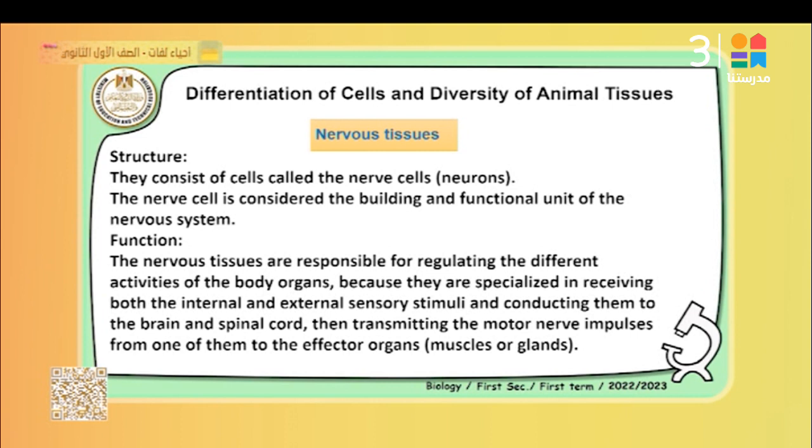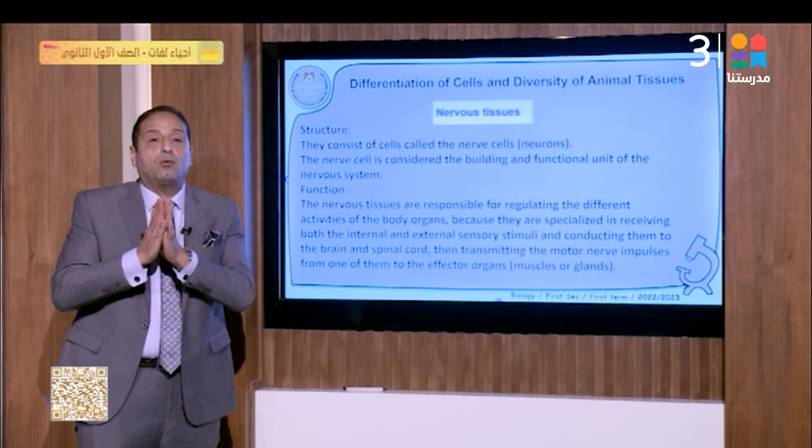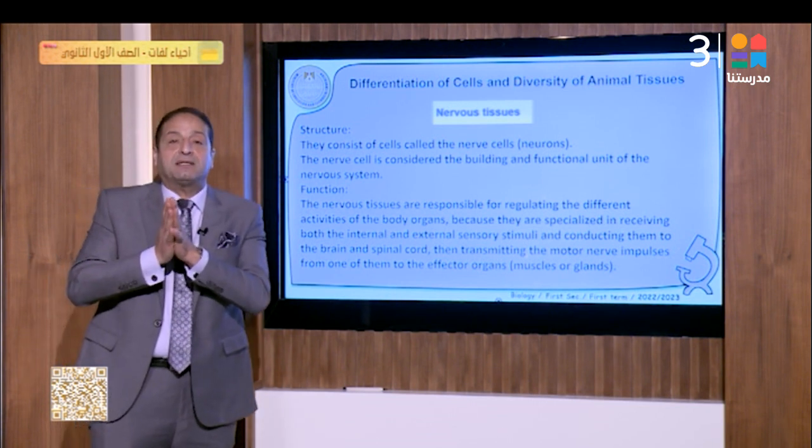Why regulating the different body activities? Through the transmission of nerve impulses. It controls contraction and relaxation, whether involuntary or voluntary. It comes from the brain and the spinal cord. This represents the central nervous system.